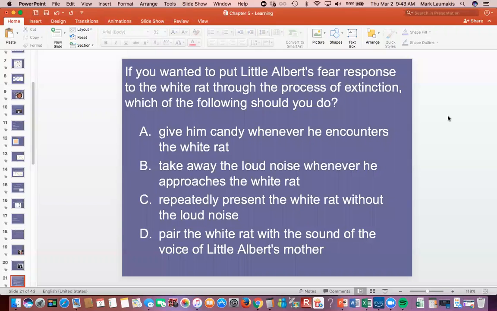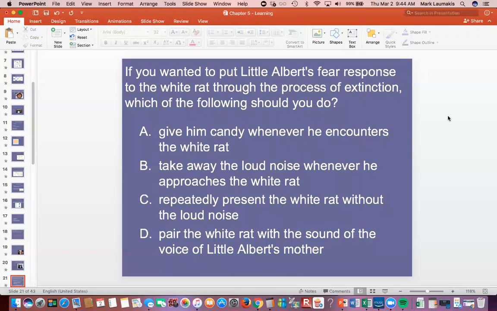Why C? Why do we want to repeatedly present the white rat without the loud noise? What is that doing for us? How is that going to help us do this extinction work? Tell me in the chat box. Why is that the way to go here? I mean, you could say, well, Dr. Lemaikas, that's the formula for extinction that you gave us. But why does it work? What happens here when you go rat, rat, rat, rat, rat, rat, rat, and no loud noise? He will stop associating the loud noise, right? CS without the US, it's disassociating.